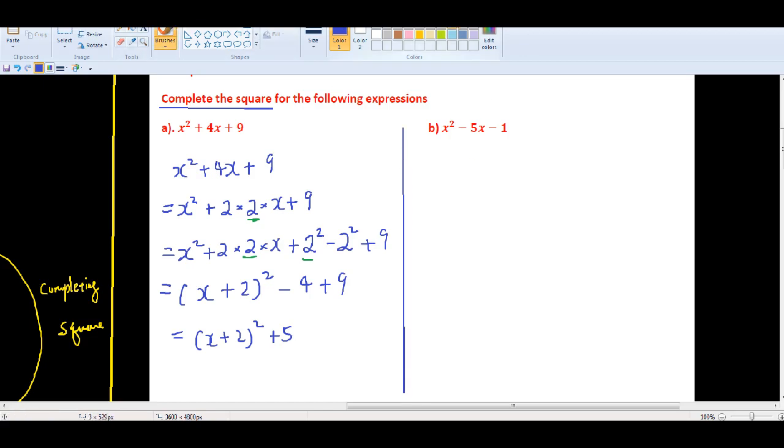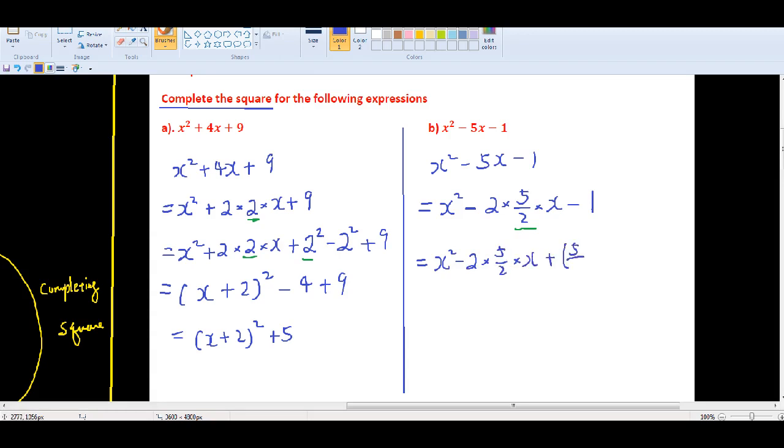And how about the second one? It would be x squared minus 2 times 5 over 2 times x, plus minus 1. So what's the magic number? The magic number is 5 over 2. Then you are going to do x squared minus 2 times 5 over 2 times x plus 5 over 2 squared, in brackets because that's a fraction, minus 5 over 2 squared, minus 1.